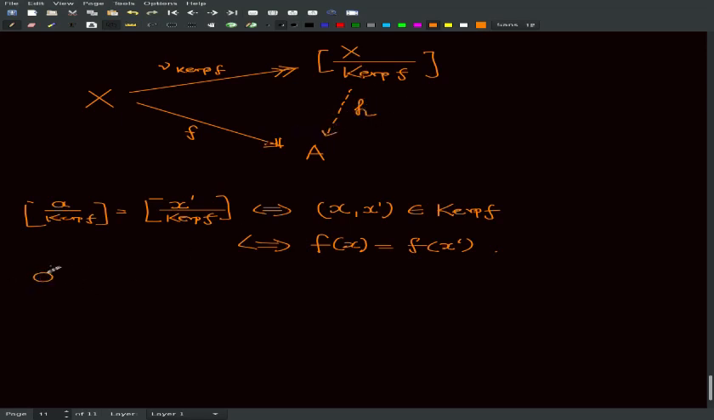Define h of [x] to be just f(x). This relation, this computation therefore tells you, if you took another representative x prime instead of x, and they are the same, then f(x) is equal to f(x prime). So this is a well-defined function.